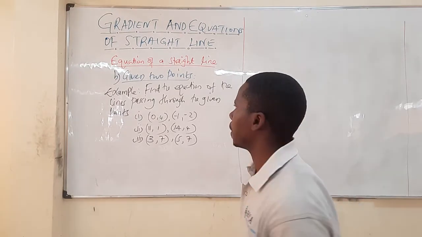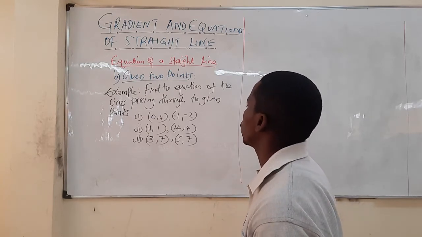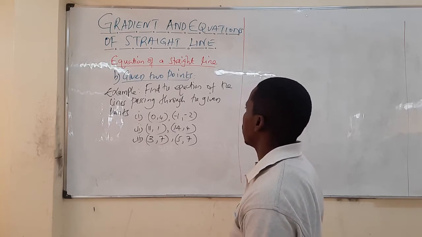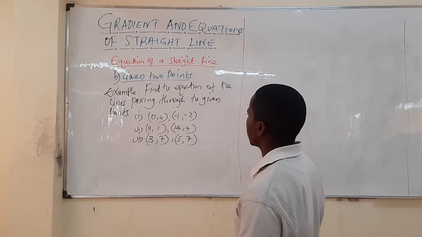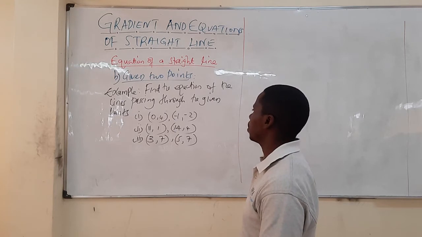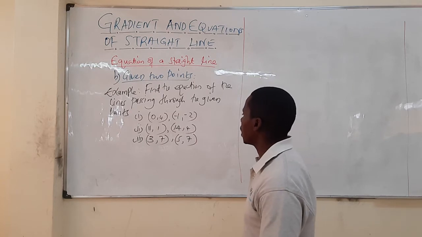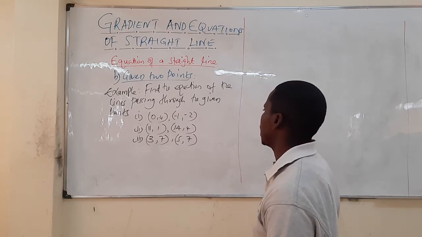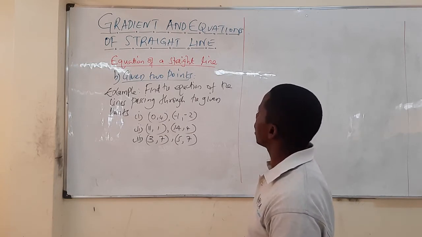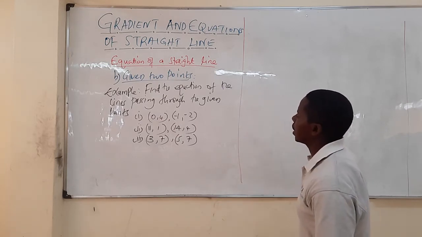Let's look at the second part: how to get the equation of a straight line when you are given two points. This is another scenario you can have: you have two points and you're required to get the equation of a line. The example reads: find the equation of a line passing through the given points. Part 1, (0, 4) and (minus 1, minus 2). Part 2, (11, 1) and (14, 4). Part 3, (3, 7) and (5, 7). We're going to see how we get the equation of a line when you have two points by doing these three examples. Let's start with part 1.